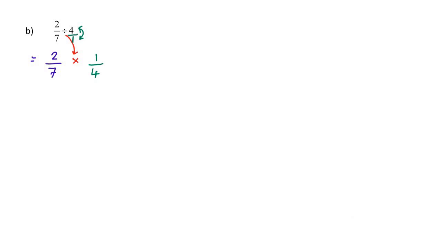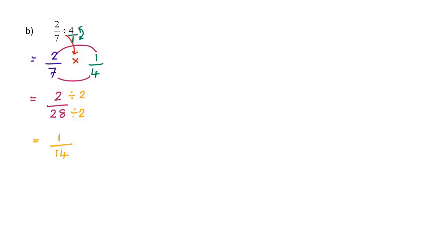Okay, now I'm back to two different methods. Top times top, which is 2. Bottom times bottom, which is 28. Now I say to myself, can I simplify this? Well, I'd check on my calculator if I was being lazy, but I know I can because both of those are even numbers. So if I divide 2 by 2, I get 1, and 28 divided by 2 is 14.